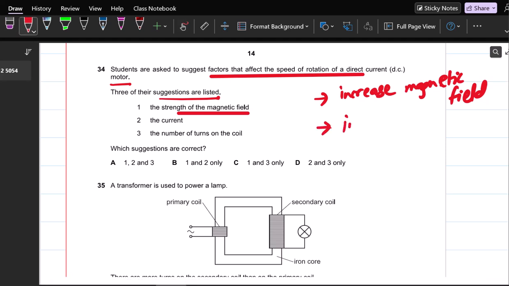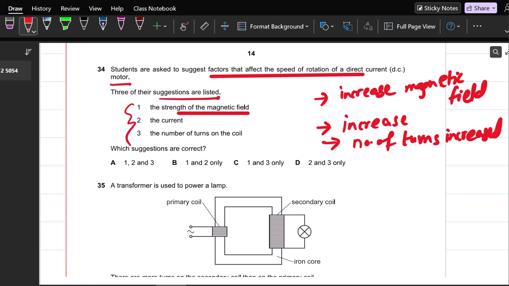So increase current. You can increase number of turns. Number of turns increased. So all the three are given here. So which suggestions are correct? 1, 2, and 3. So A is right here. So 34, A is right option.